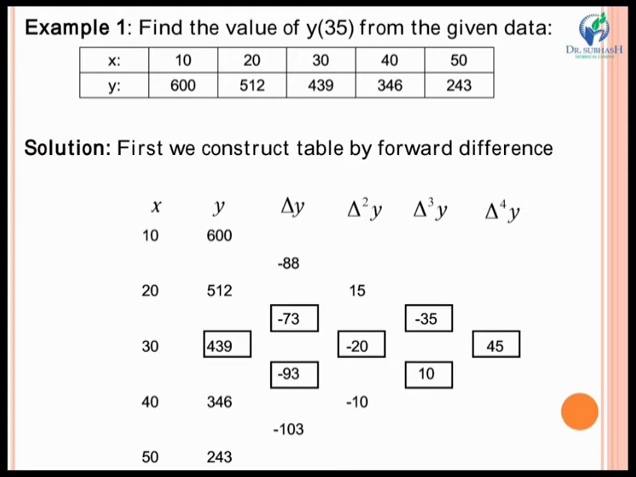Okay, now see, we are asked to find the value of y of 35. So y of 35 comes between 30 to 40, and we are asked to find using Stirling's formula. So first we need to choose x0 and y0. Now 35 is nearest to both x0 30 and 40. Okay, so you can take either 30, either 40. If there is equal interval between the values, you can take either of the values. Here I am taking 30 as x0 and 439 as y0.